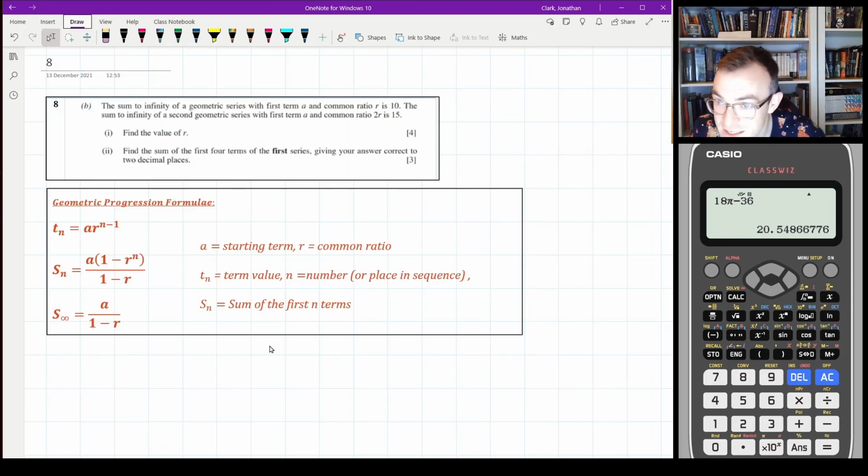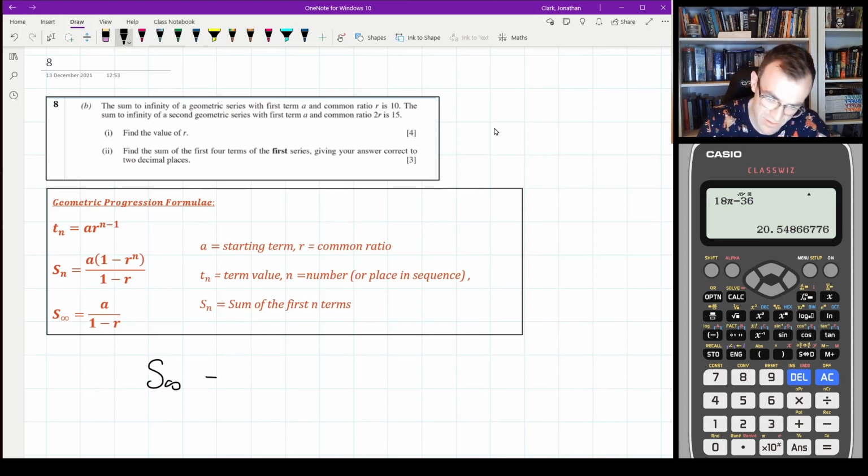So this is a geometric sequence question. It's talking about sums to infinity. So the sum to infinity of a geometric sequence, where the first term is a and the common ratio is r, is 10. Okay, and then it says there's a different sum to infinity for a different geometric sequence. The first term is still a, but the ratio is now 2r, and you get 15 from that sum to infinity. So let's just write that down.